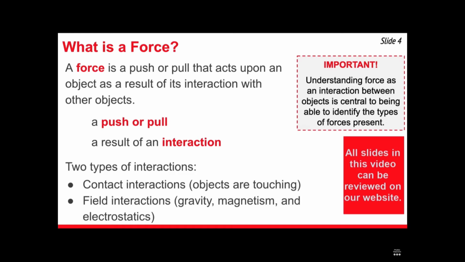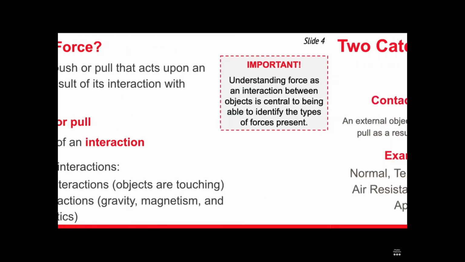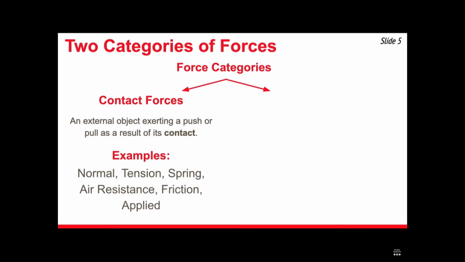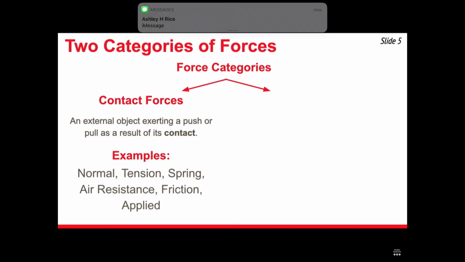There's contact interactions, and that's when the object in question is touching other objects in its surroundings. And then there's field interactions, which are somewhat the opposite. They result even though there's no contact with the object in the surroundings. So let's begin by talking about those contact force interactions. That's when the object in question is touching another object in its surroundings, and as a result of that contact, there's a push or pull.